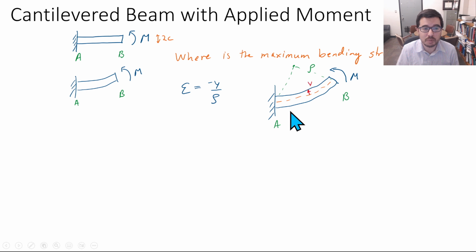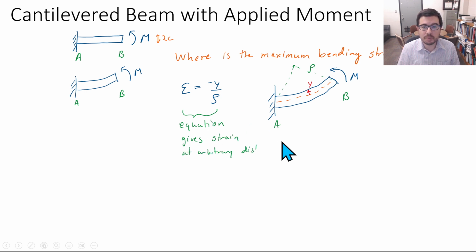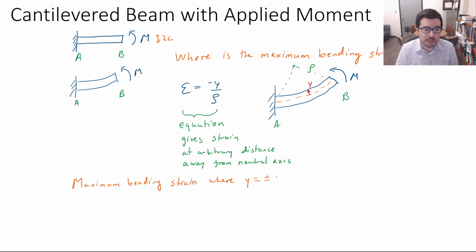This is a little bit more of a detailed graphical interpretation, but here's the M. If you were to draw the bending moment diagram, there's no shear force and there's a reaction moment to this applied M on the right side. We can plug in y equals c or minus c, to get to the top or the bottom, and that's where we're going to see the maximum bending strain, where y is equal to plus or minus c.